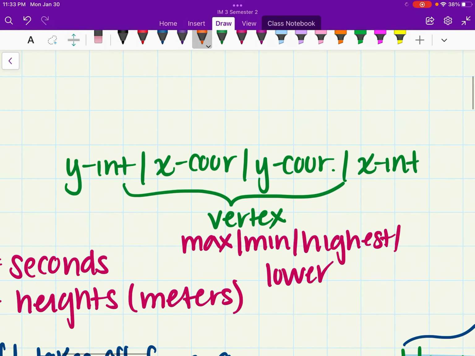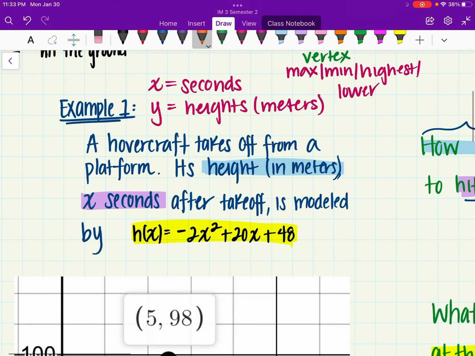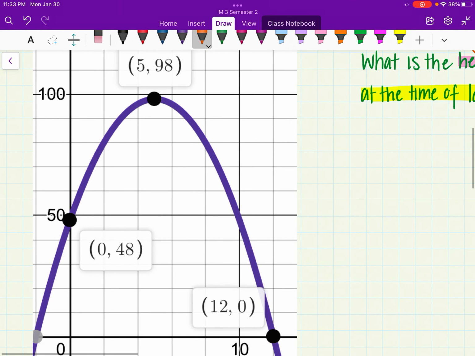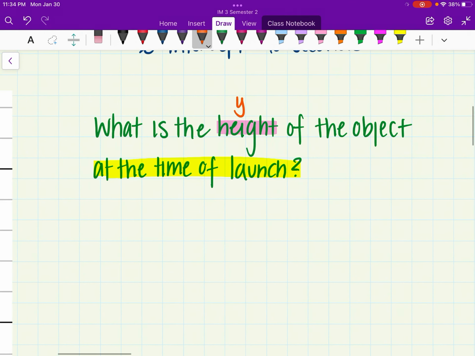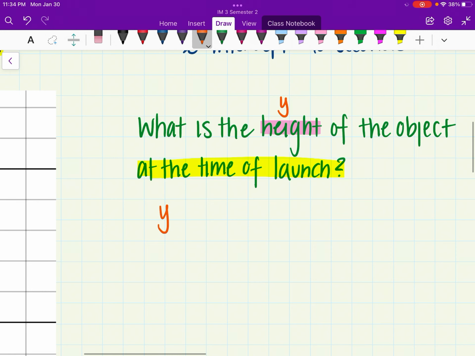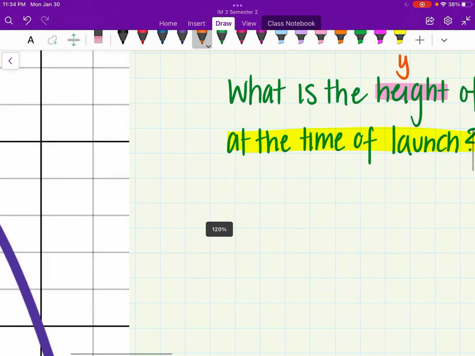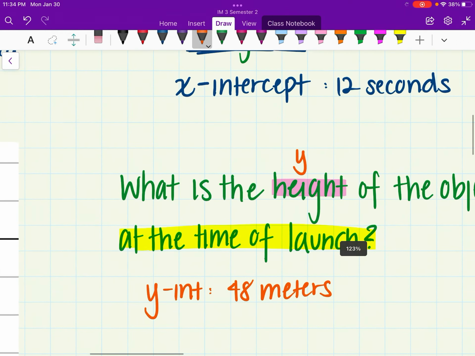So if I go back here, I'm actually going to be eliminating this one and that one there. Because it does say at the time of launch, it means in this case the object hasn't moved. It's still at its starting position. And if we take a look at the starting position, it's actually here, which represents our y-intercept. So our answer in this case is going to be the y-intercept, and that is going to be 48 meters. That's actually what it shows on the y-intercept here.